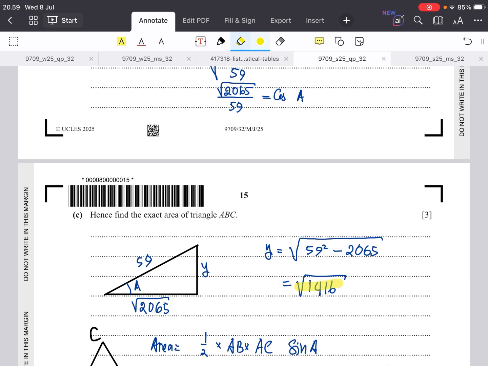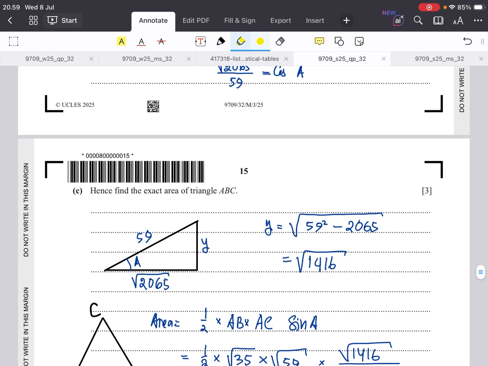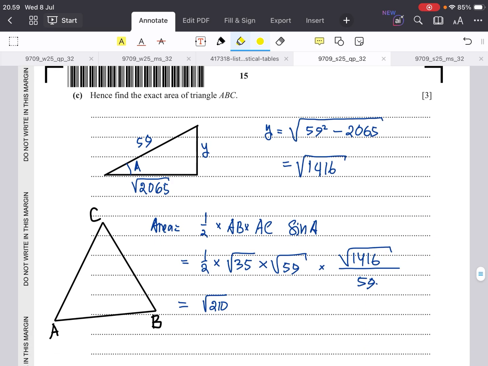I denote it with y. So using Pythagoras, y is square root of 59 squared minus square root of 2065 squared. So y is square root of 1416. And then the formula for area of triangle. So area of the triangle is half AB times AC times sine A. So finally we get the area of the triangle ABC, which is equal to square root of 210.